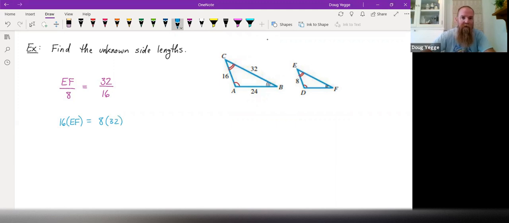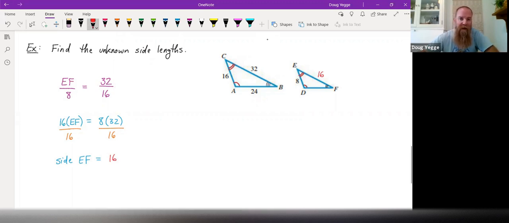Now I would typically multiply 8 times 32, but I don't want to here because I'm going to eventually have to divide by 16 anyway. And if we divide by 16, we see that side EF is going to have a particular length. 16 goes into 32 twice, so side EF is going to be 16. So we could come over here and realize that side EF is 16.